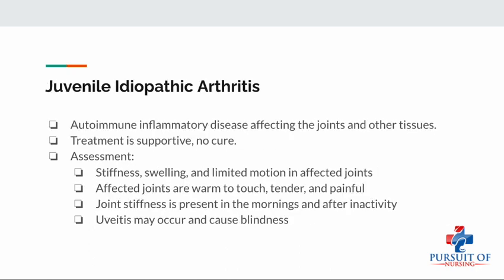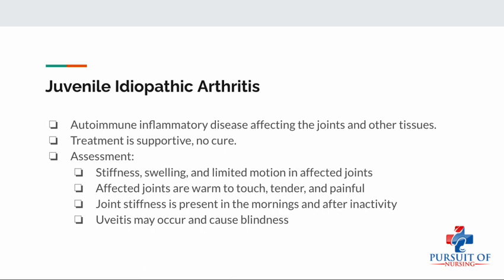Okay, juvenile idiopathic arthritis. It's most common in girls. It's an autoimmune inflammatory disease that affects the joints and other tissues. Treatment is supportive, so there's no cure. An X-ray may show some soft tissue swelling and joint space widening from increased synovial fluid in the joint.